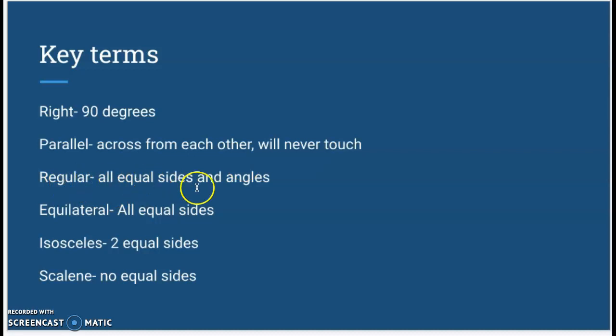Regular means that all sides and all angles are equal. Equilateral means all sides are equal. Isosceles means 2 sides are equal. And scalene means no sides are equal. Again, pause this as much as you want. Make sure that you take a lot of notes so that way you have it for the next lesson.